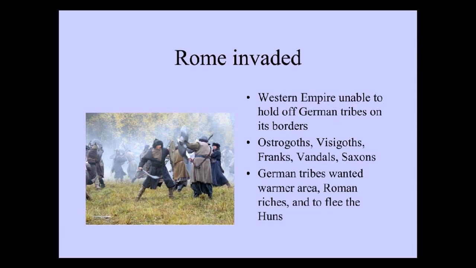German tribes, they're looking for a warmer area to live. They want Roman riches and they want to flee the Huns. Let's break this down a little bit. The German tribes that invade Rome are not looking to destroy Rome. They want to share in Rome's wealth. They've been on the border with Rome. They're aware of Roman prosperity, and for the most part, all they want to do is live in the Roman Empire. They want to take part in that prosperity.